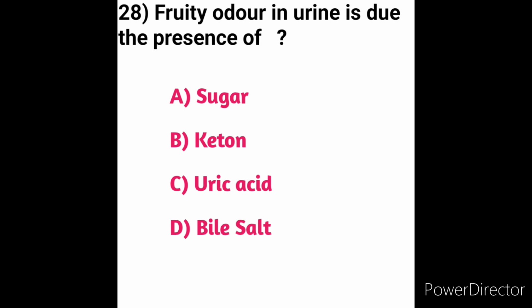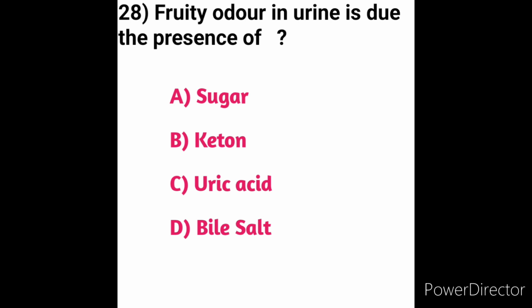Fruity odor in urine is due to which of the following? Options: option A sugar, option B ketone, option C uric acid, option D bile salt.